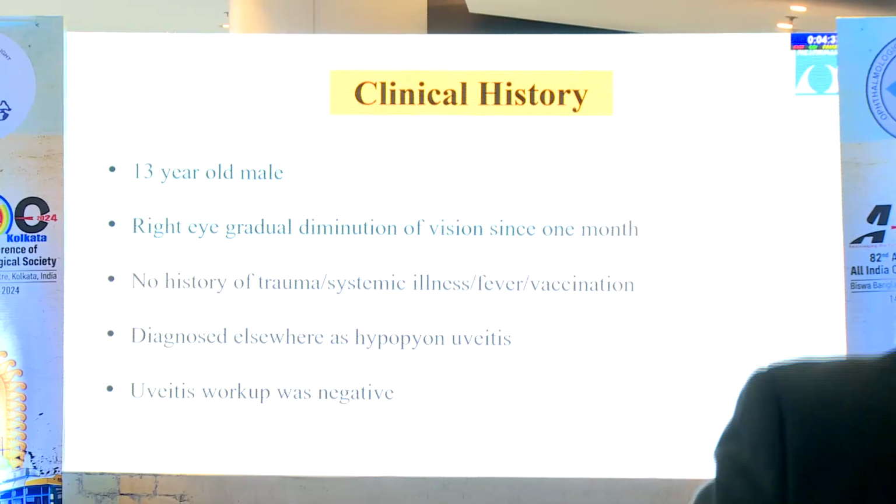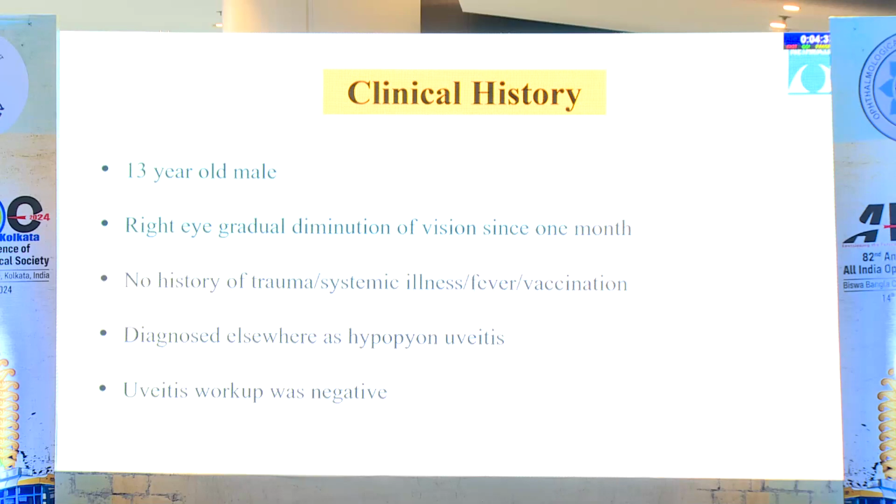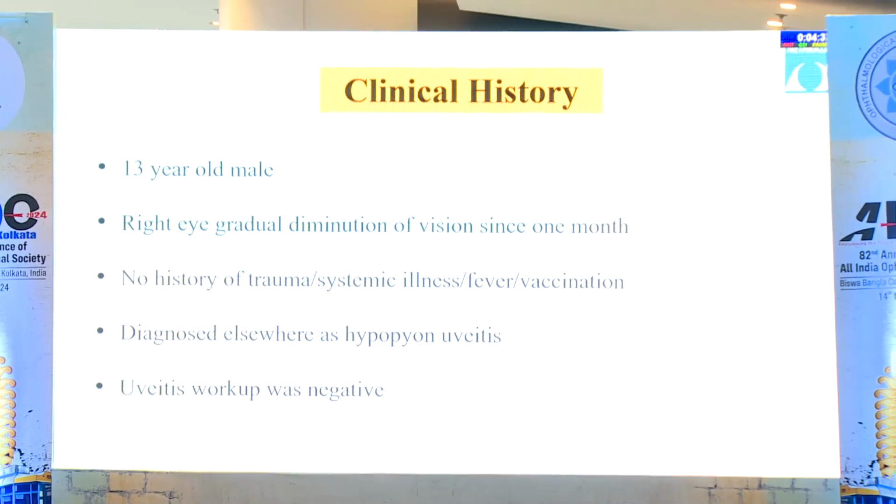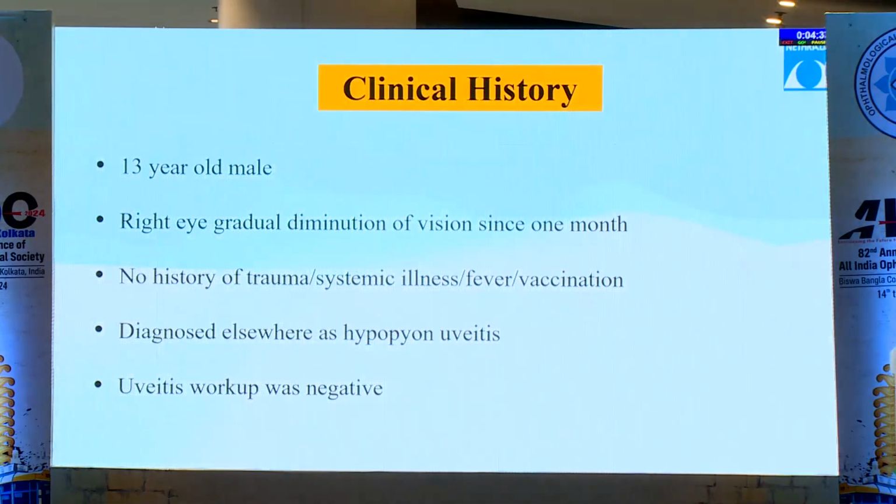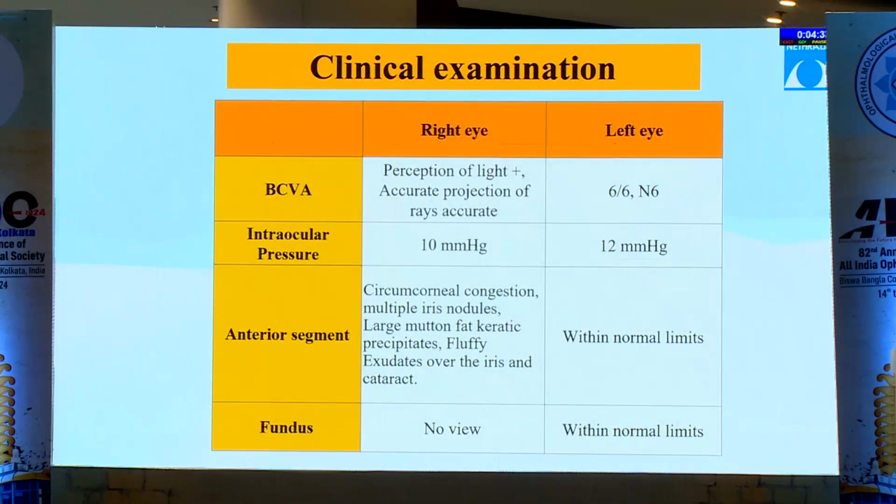His entire uveitis workup revealed a negative Mantoux test, a normal ACE enzyme, a negative serology for syphilis, and a normal chest X-ray. So on presentation to us, his vision in the right eye was perception of light, and in the left eye was 6/6. Examination of the left eye was unremarkable.